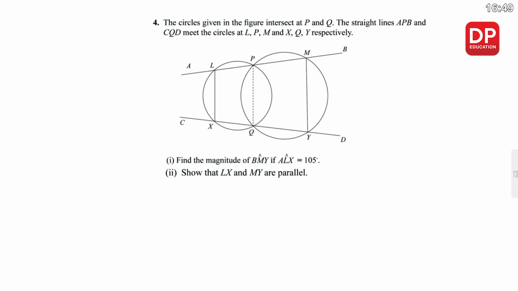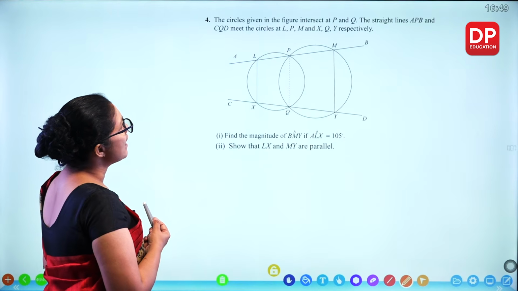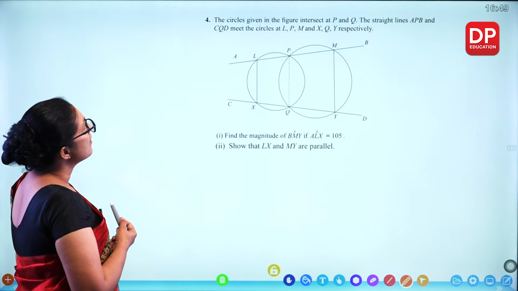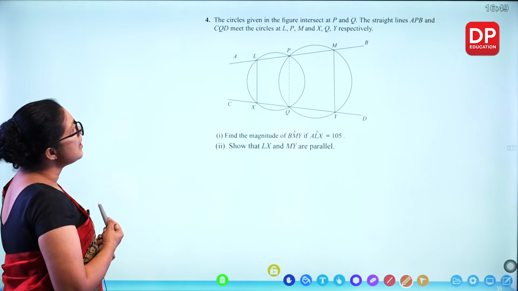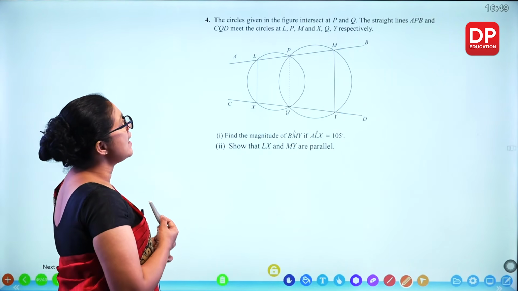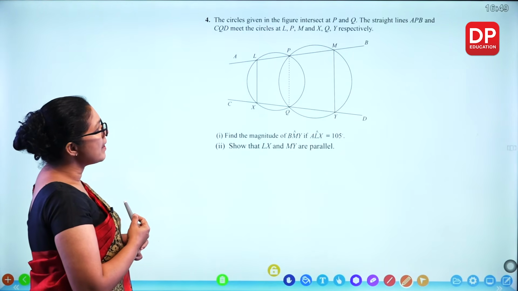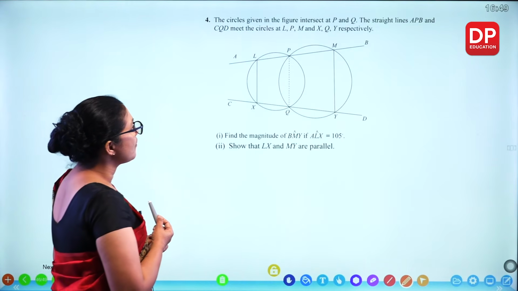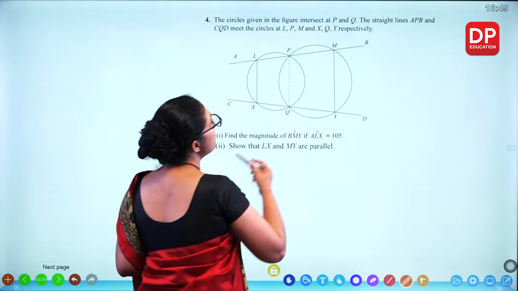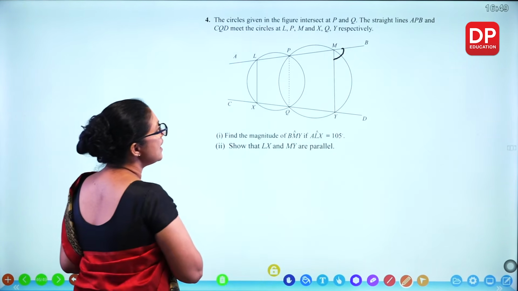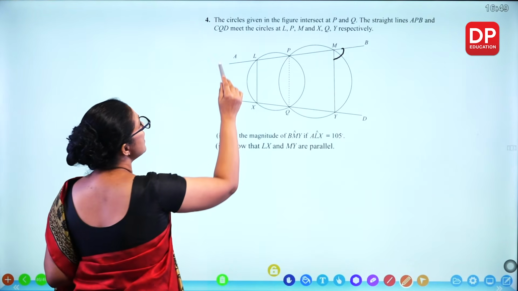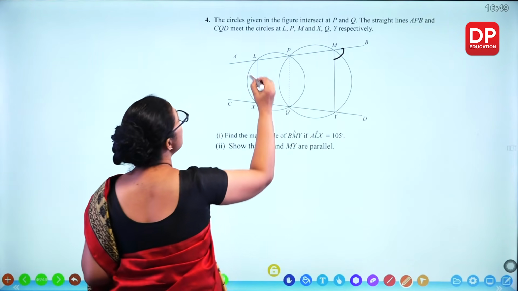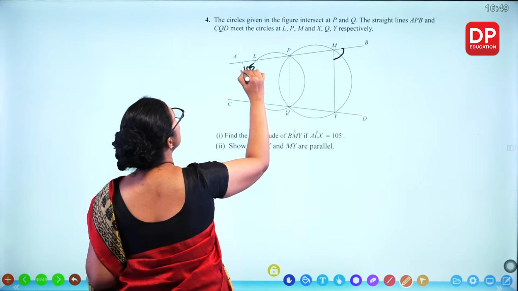Question number 4. The circles given in the figure intersect at P and Q. The straight lines APB and CQD meet the circles at L, P, M and X, Q, Y respectively. Find the magnitude of BMY, this angle, if ALX is given 105.